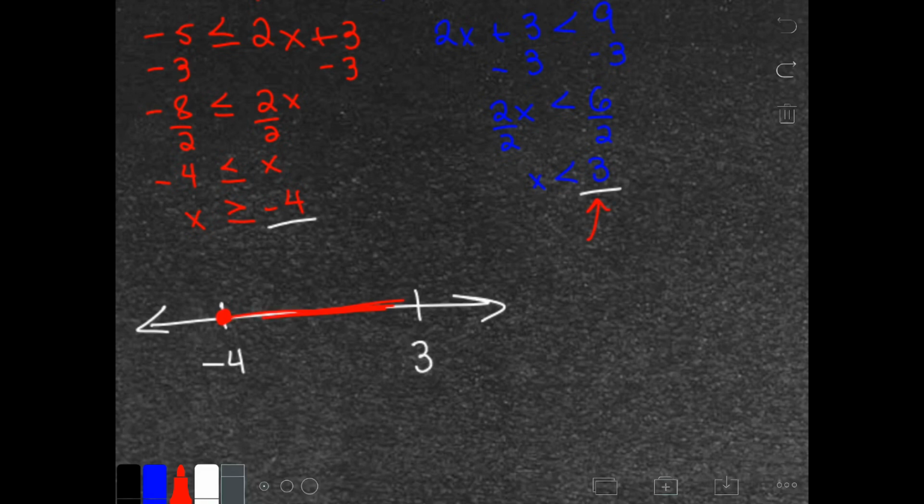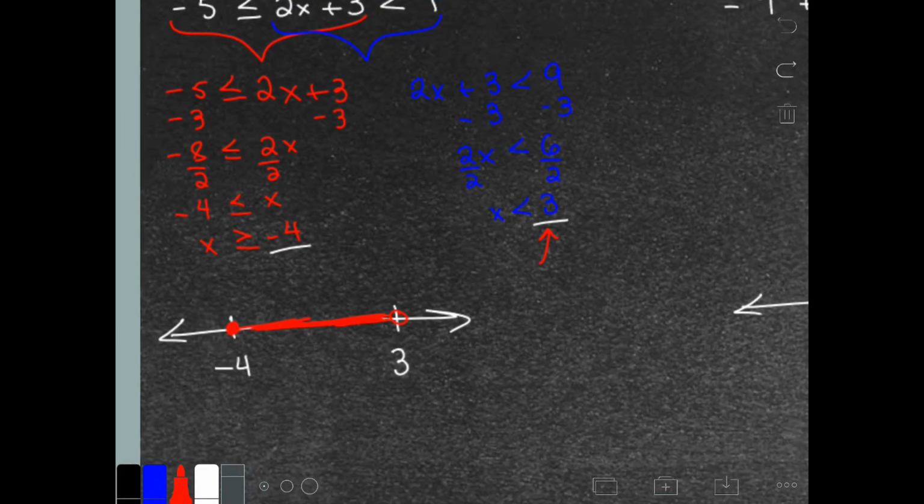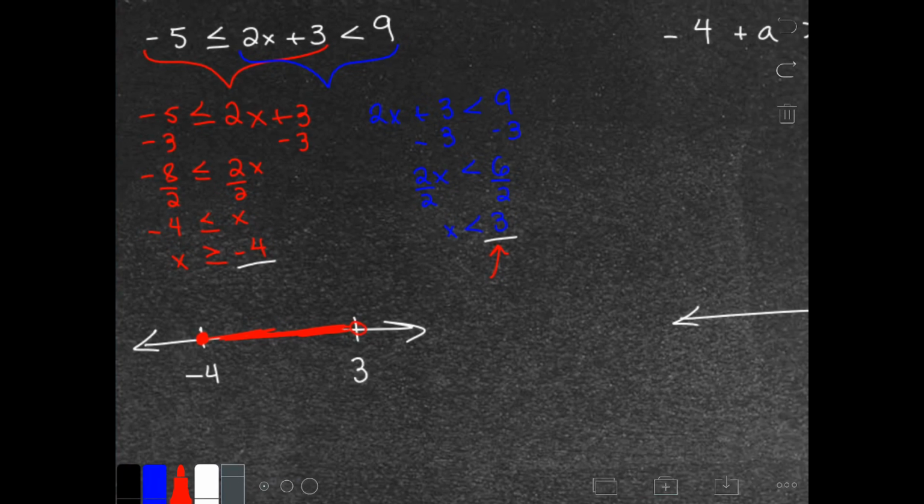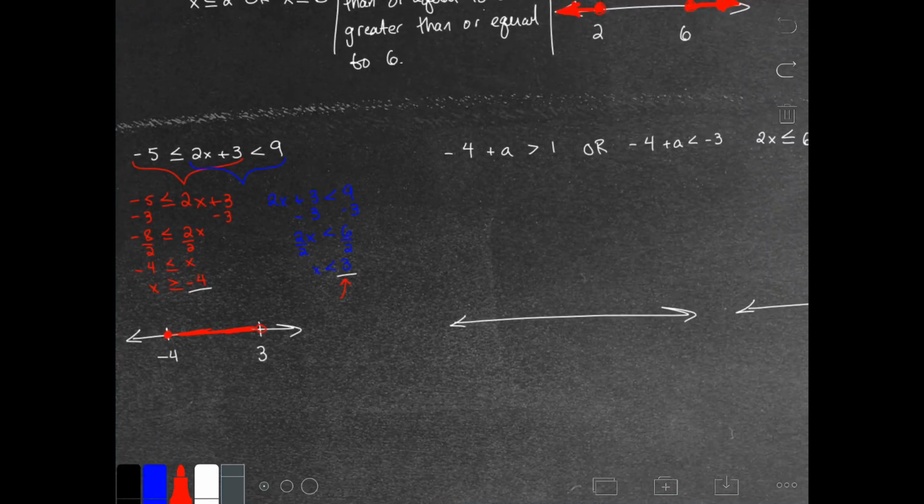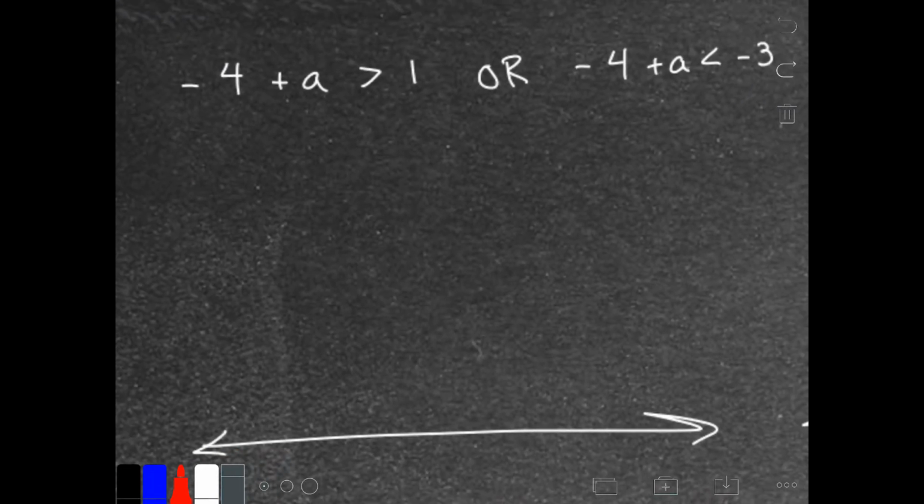Let's look at our second inequality. Less than 3, so less than, open, shaded to the left. So those are two examples of and compound inequalities. Let's look at some or compound inequalities.